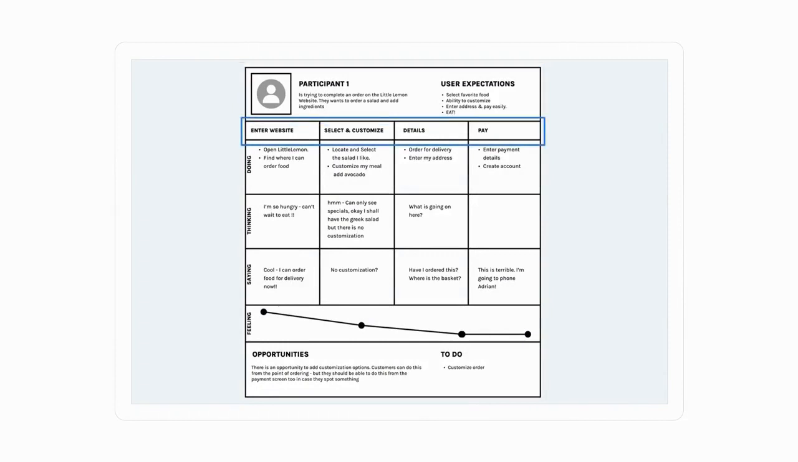Next, you can list the steps she is trying to complete and track her thoughts and feelings. Enter the website, select and customize her order, add her details, and pay. As she goes along, the journey map captures what she does, what she thinks, says, and what her feelings are while interacting with the website. In the end, you have a useful set of takeaways that can help you empathize with the user to improve on your redesign.